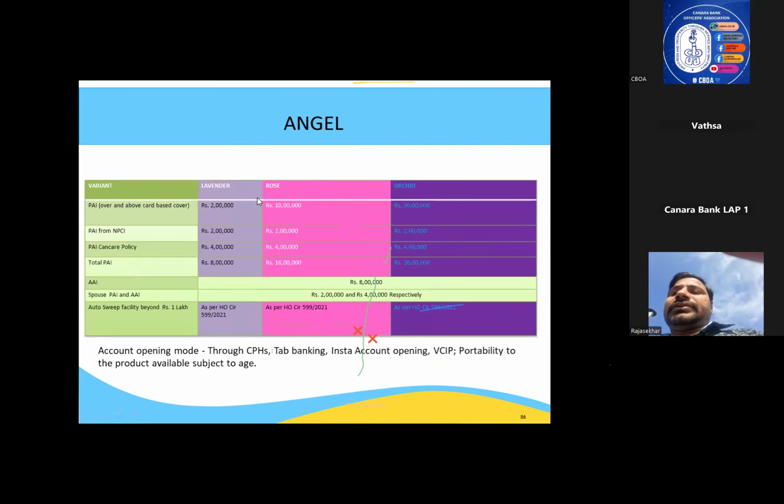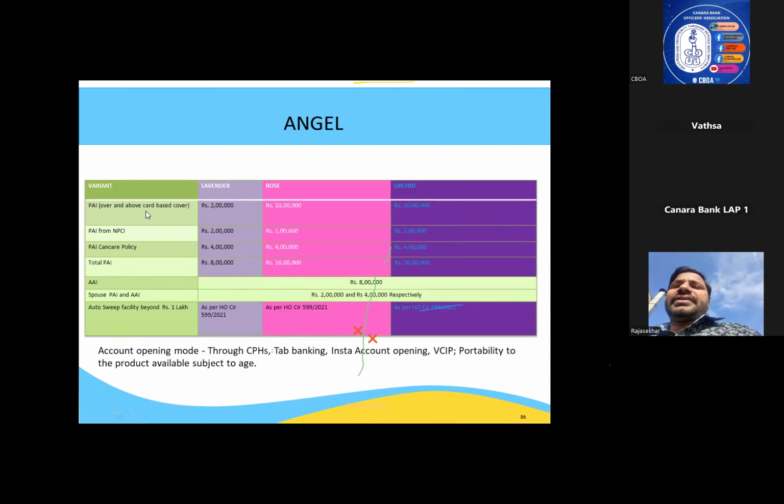The total insurance is personal accident insurance of 2 lakhs, NPCI because of the RuPay card another 2 lakhs, and that CanCare policy because of the credit card they are giving, that platinum card, they get 4 lakhs. So totally it is 8 lakhs. Okay. So this NPCI and CanCare policy is common for all the 3 products. 2 lakhs, 2 lakhs and 2 lakhs, 4 lakhs, 4 lakhs and 4 lakhs.